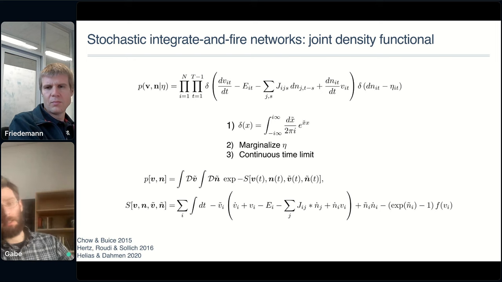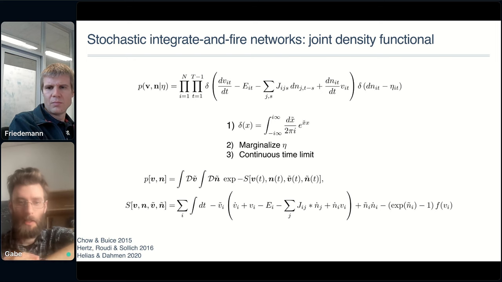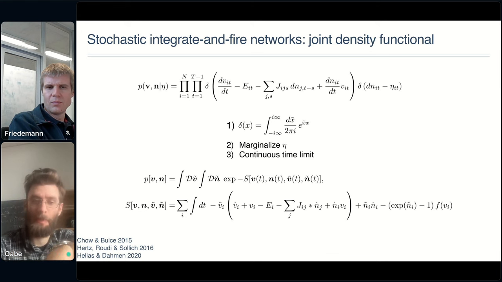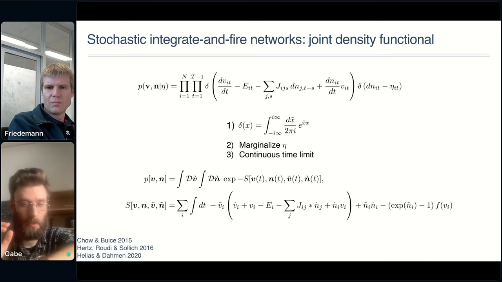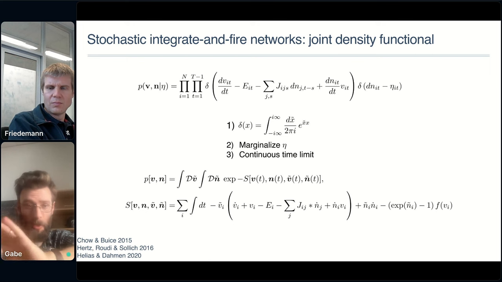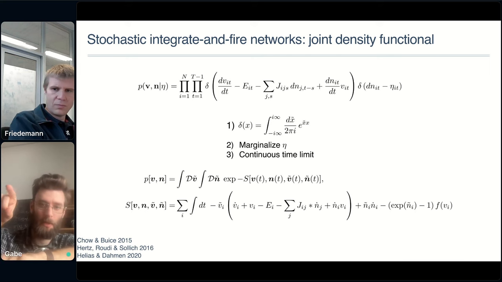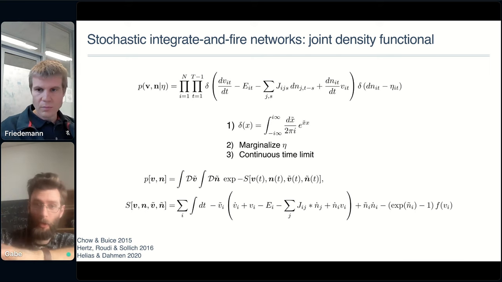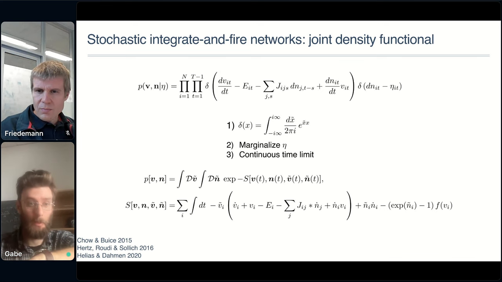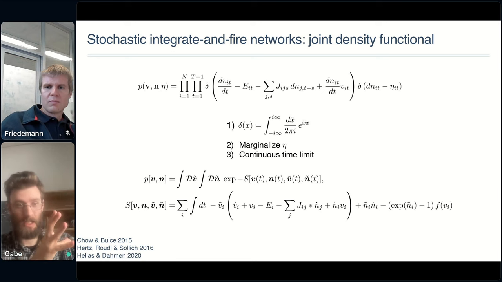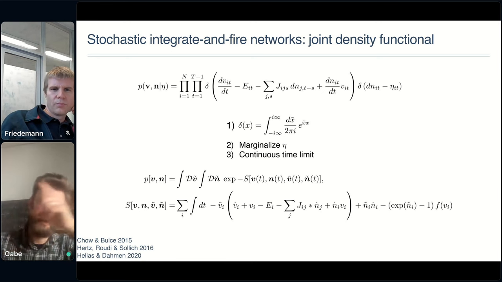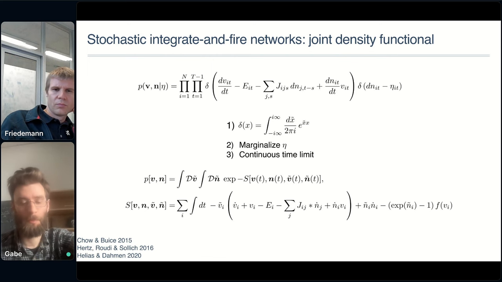The exponent of that density, this functional I'm calling S, is usually referred to as the action. The first term in that density is basically the delta function that enforces our membrane potential dynamics. You could have whatever dynamics you wanted in there. I have simple leaky integrate and fire dynamics with the reset term, but you could do anything. The second terms in the action, the n tilde n dot minus the exponential of n tilde minus one times f of v, correspond to the Poisson spike emission of our neurons. So the first term is just the membrane potential dynamics, and the second two terms are the spike emission.